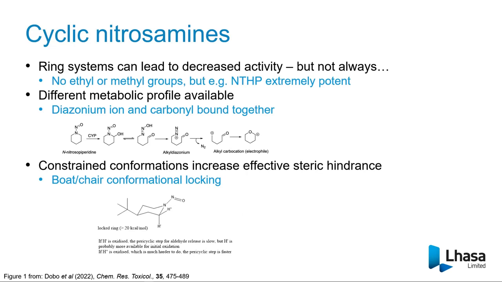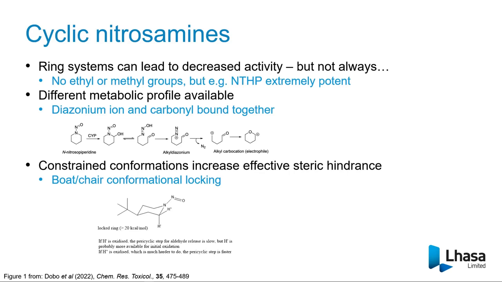Cyclic nitrosamines bring their own complexities. The ring systems can lead to decreased activity, but as I said, the tetrahydropyridine is extremely potent. And ultimately, some of the reasons for these differences, you've got a different metabolic profile available. You might form an oxonium cation as your electrophile if the aldehyde kicks out nitrogen. And this might be your ultimate alkylating agent, not a free cation or the diazonium.